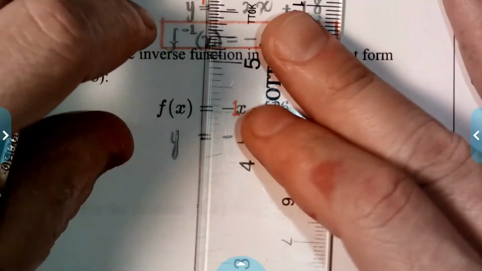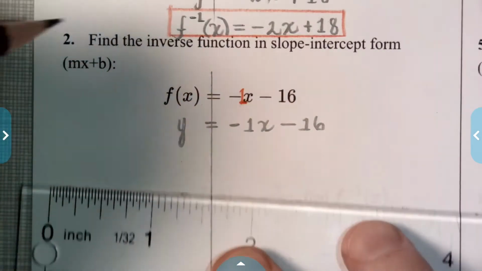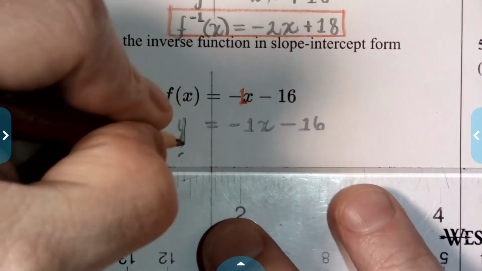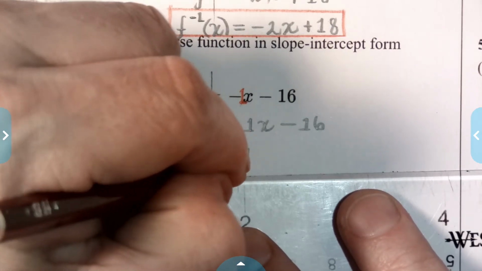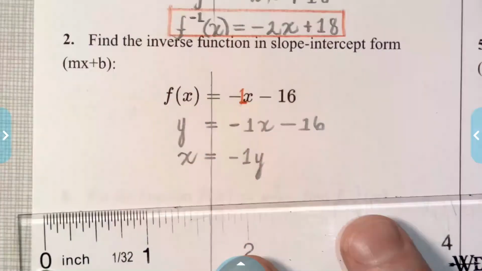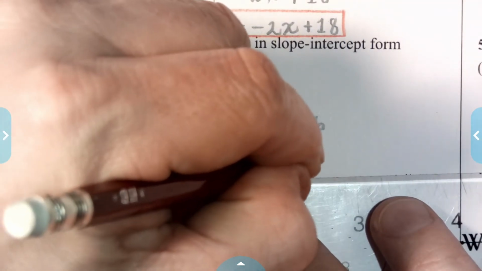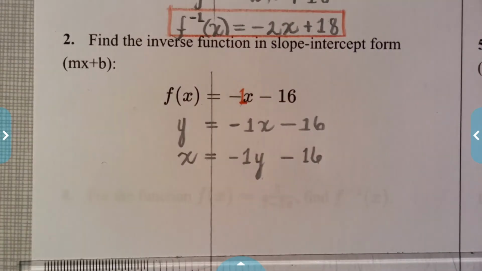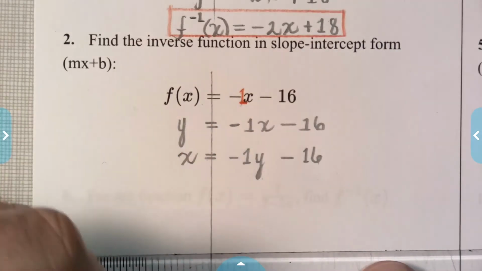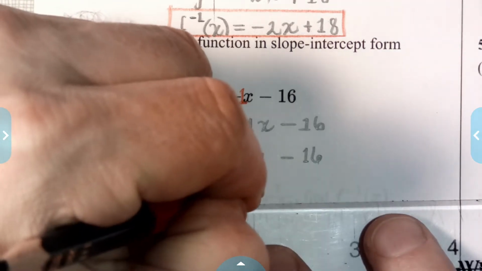So now our process tells us to switch x and y. Okay, so x equals negative 1y minus 16. And now we're going to solve for y. Again, get y by itself. Okay. So, my first step would be to add 1y to both sides.